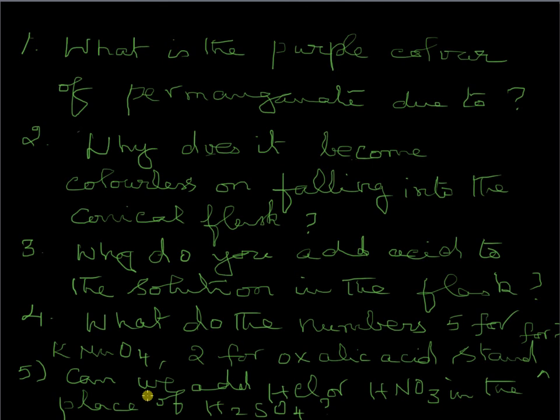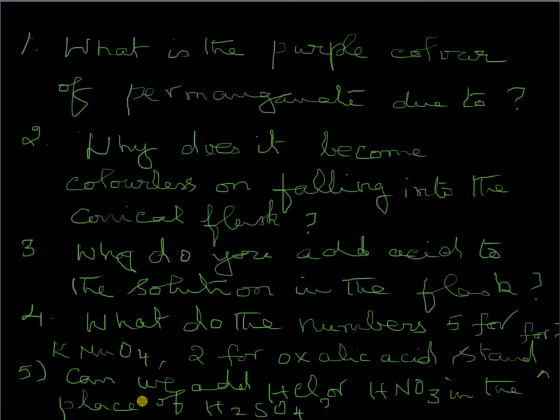Okay, suppose you understood. That is, the Mn in permanganate is in +7 state, which is purple, and on reacting with the solution in the flask, the Mn is reduced to +2 state, where it is colorless. The third question is, why do you add acid to the solution in the flask? That is because we are performing the redox reaction in acid medium. Only when you do the reaction in acid medium, you can use the corresponding calculation. We are using a number 5 for permanganate in the calculation, the formula. That is because we are performing the redox reaction in the acid medium.